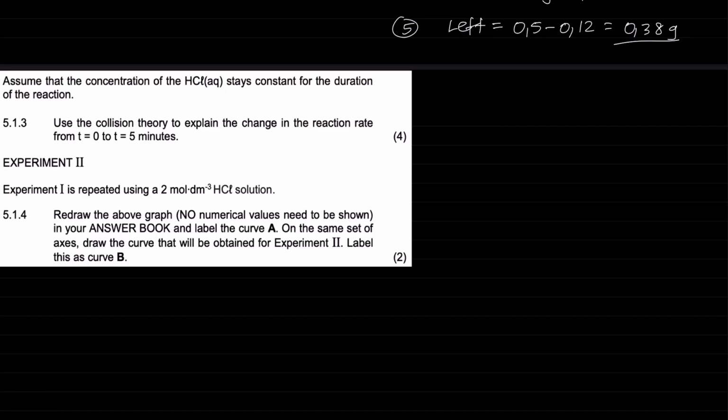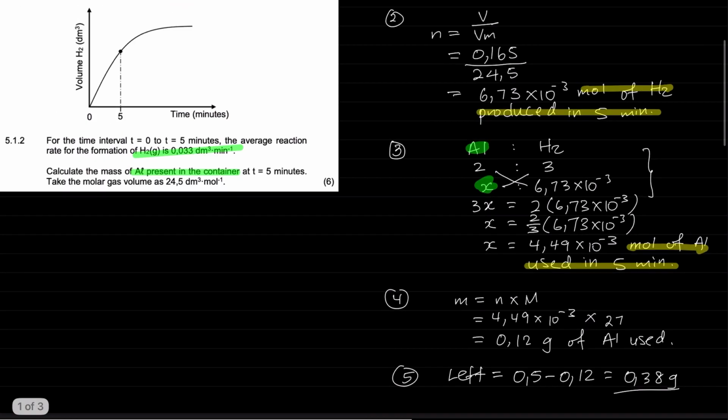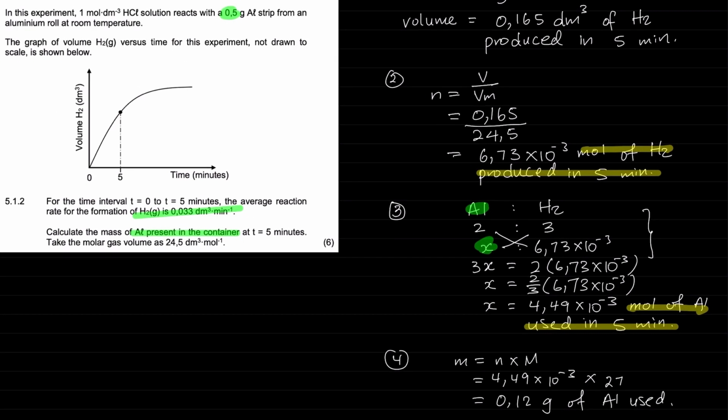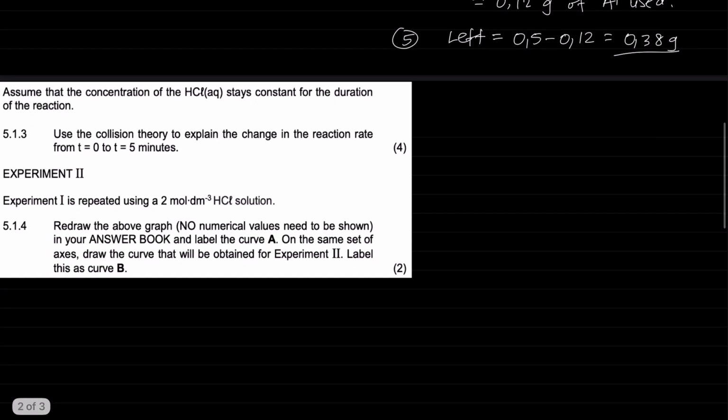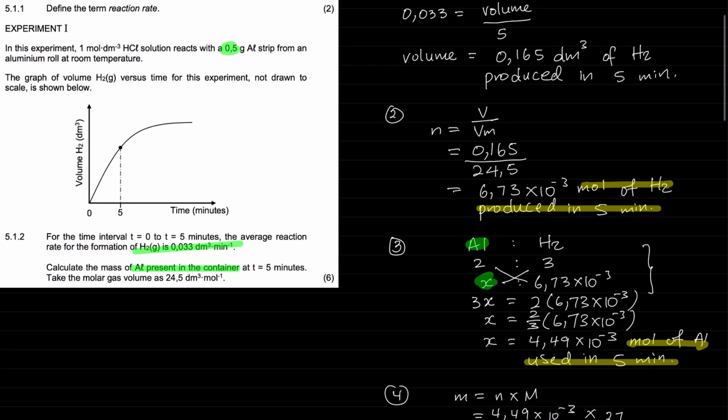Next question reads, assume that the concentration of HCl stays constant for the duration of the reaction. Use collision theory to explain the change in reaction rate. So they want to know, why does the graph look the way that it does between 0 and 5? So why is that gradient getting less? And so we can explain it by looking at what's happening to our reactants.